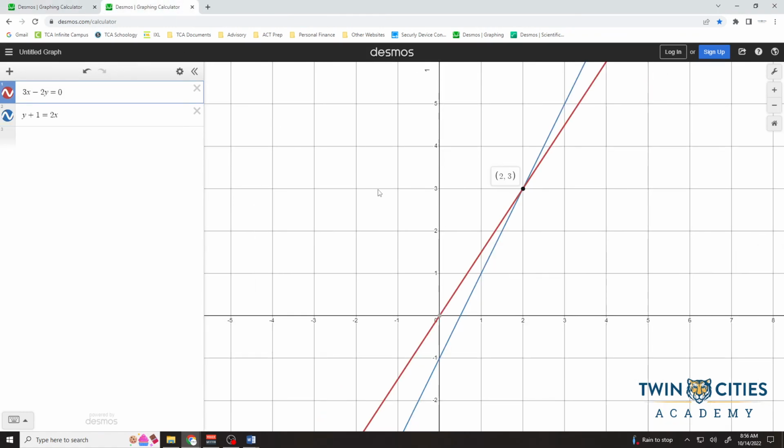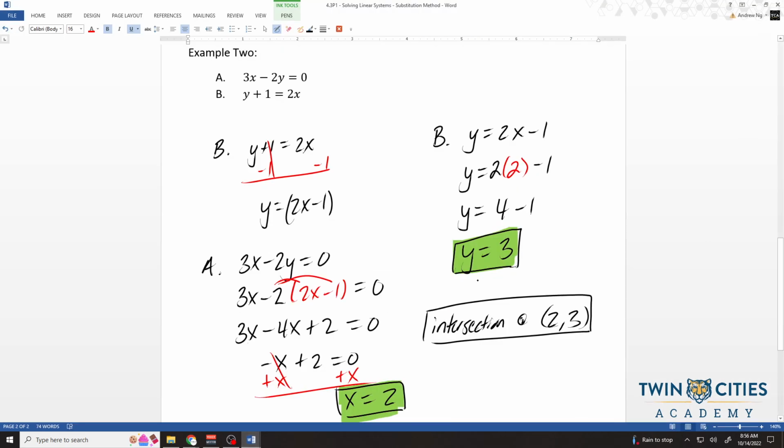So here are these two lines. The red one is that 3x minus 2y equals 0, looks like this. When I put the blue one on, y plus 1 equals 2x, I get an intersection right here at exactly the point 2, 3. So hopefully this gives you an idea of how to solve a system of equations, at least with the substitution method. In the next section, we will talk about how we can do this same thing, but with a different method. That's going to be using the elimination method.